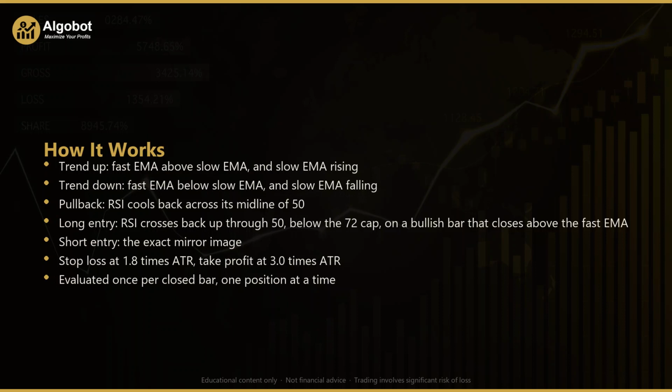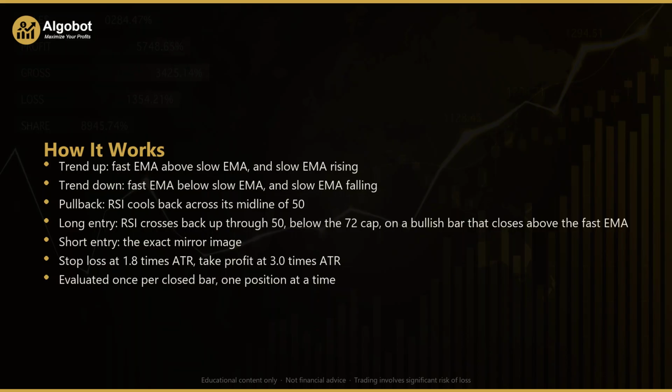It measures this with RSI, using a period of 14. The midline sits at 50. In an uptrend, a healthy pullback pushes RSI down below 50 as price pauses. The strategy remembers this, then watches for RSI to cross back up through 50 as buyers step in again. That upward crossing is the signal that the pause is ending and the trend may resume.